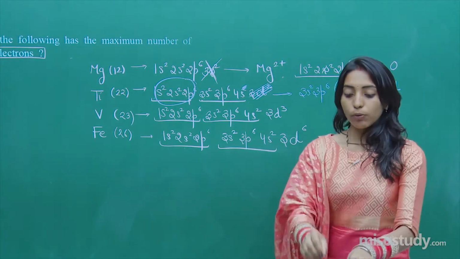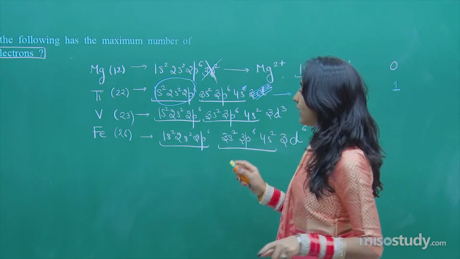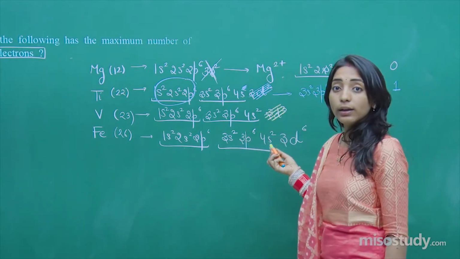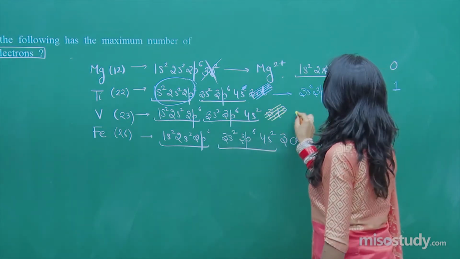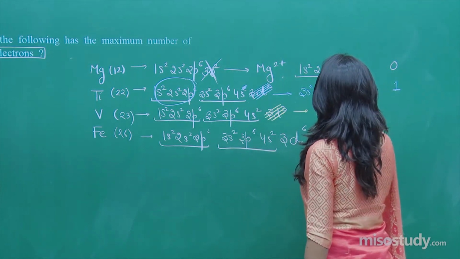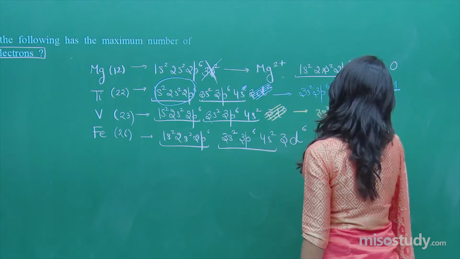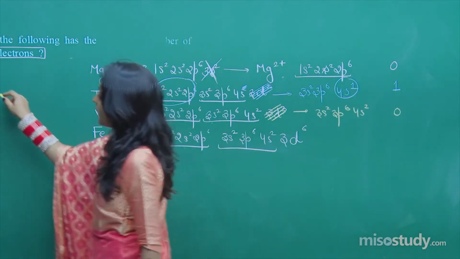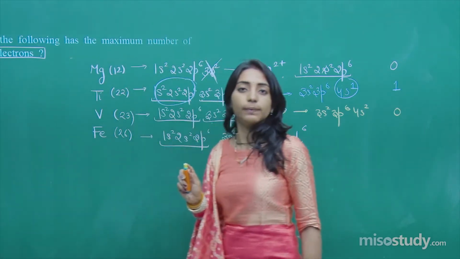Okay? Moving on to the next option, which is vanadium 3+. So let's remove all the 3 electrons. Gone. So we are left with just 3s2, 3p6, 4s2. Once again, no unpaired electron. So neither V3+ could be the answer.